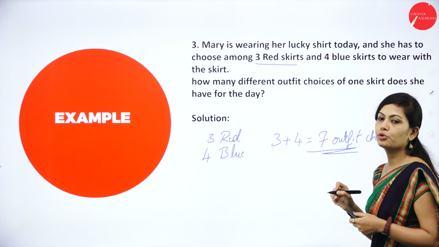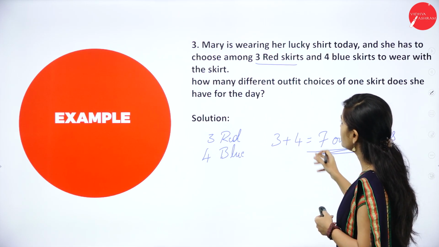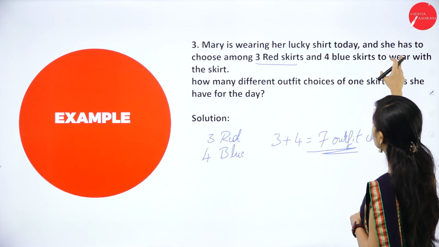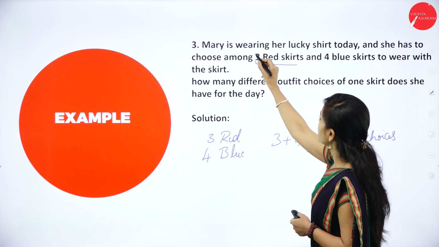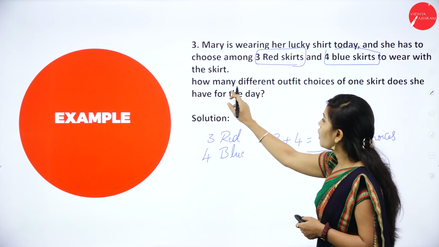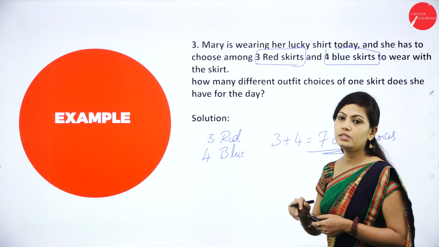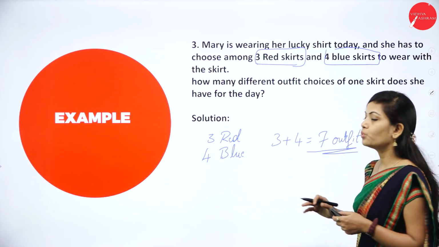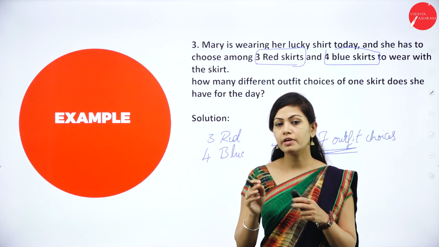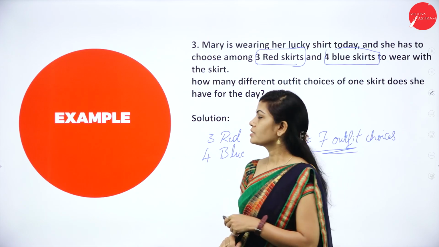So this is the sum rule. You just read the question properly, and easily you can answer this question. First read the question: Mary is wearing her lucky shirt today and she has to choose among 3 red skirts and 4 blue skirts to wear with it. How many different outfit choices of one skirt does she have for the day? So 3 plus 4 is equal to 7 outfit choices. The sum rule is exclusive, whether you can pick one choice or another choice but not both of the choices. So this is called the sum rule.